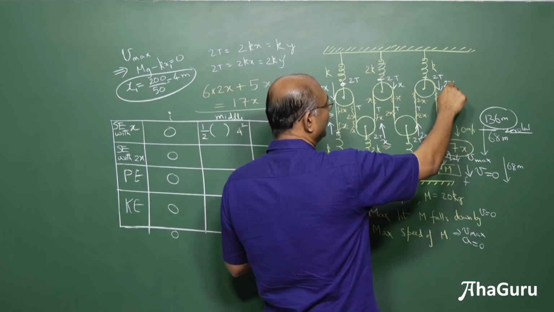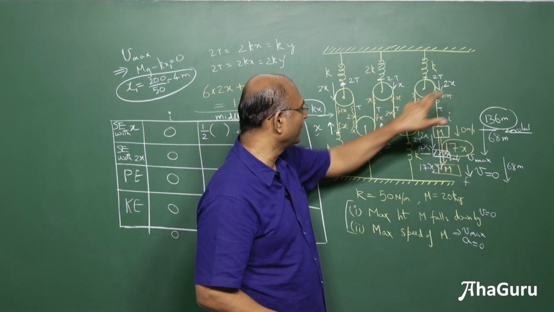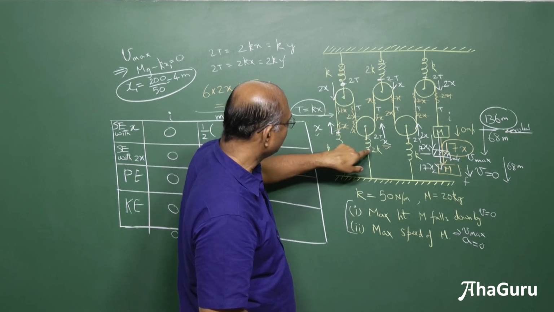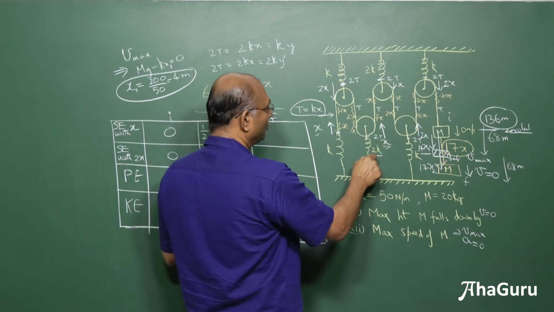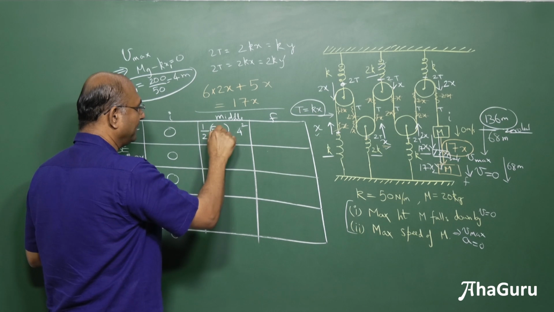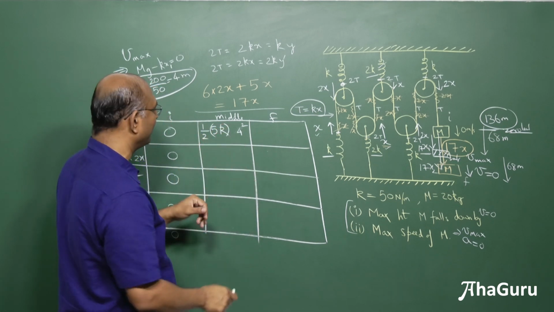And have we counted this one? No, that is 2K, we won't count that. This fellow is 2X, we won't count that. This is 2X, 2X, we won't count that. We are counting this spring, this spring, and this spring. So how much do I get? 2K, K, 2K, so 5K. So I should put 5K. Do I know what K is? I'll write 5K, then we will calculate and put it in.